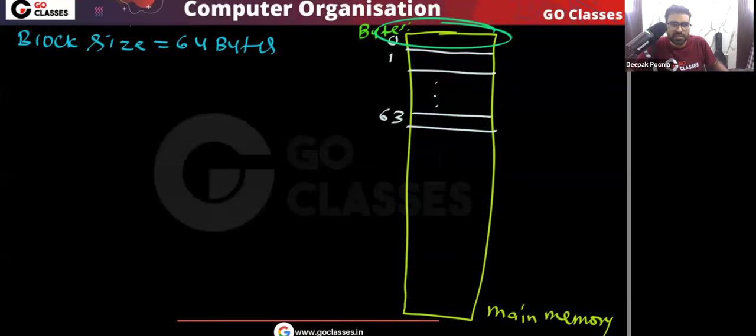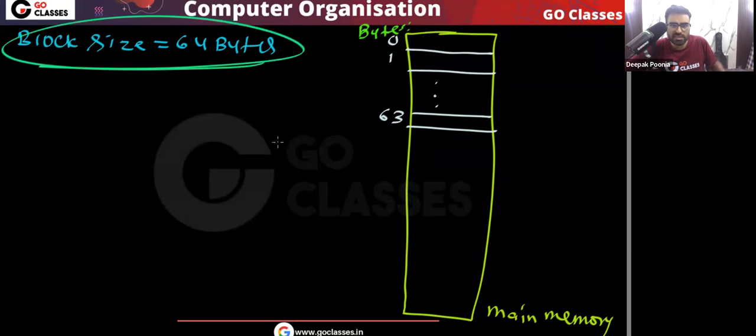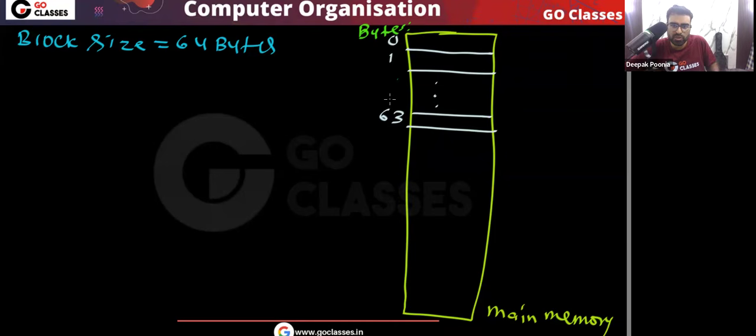This is the 0th byte, this has address 0000 and so on. So you can see that these are the bytes. Every byte has an address, this byte has an address, this byte has an address. And the question is saying that block size is 64 bytes. So you can see from 0 to 63, this is block 0. Yes or no? Okay, so you can see this is our block 0.